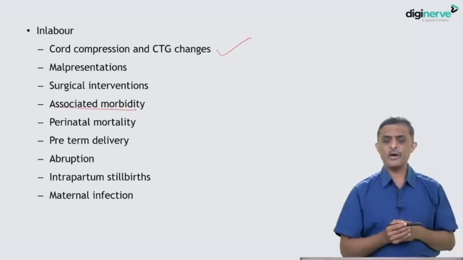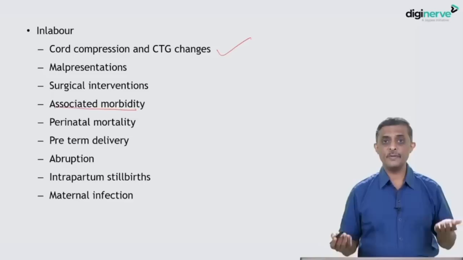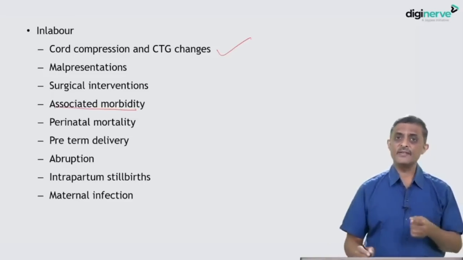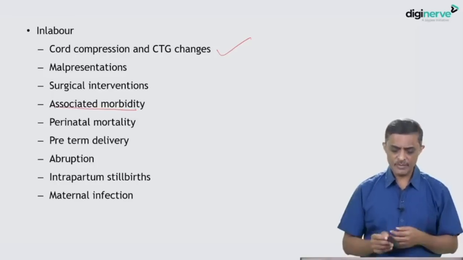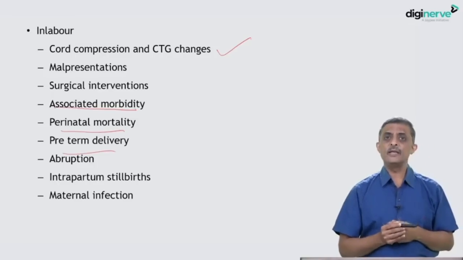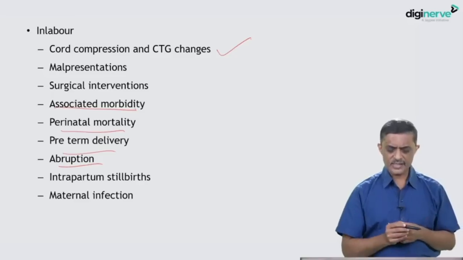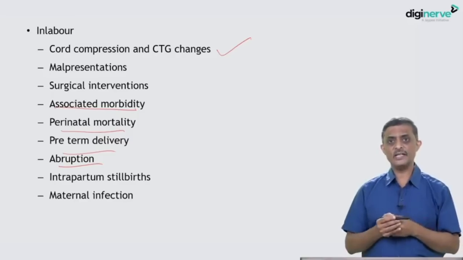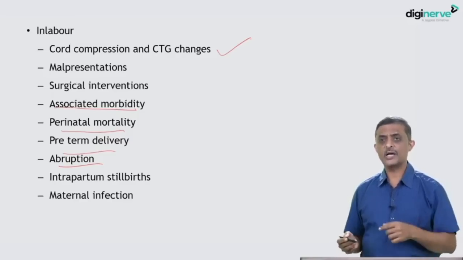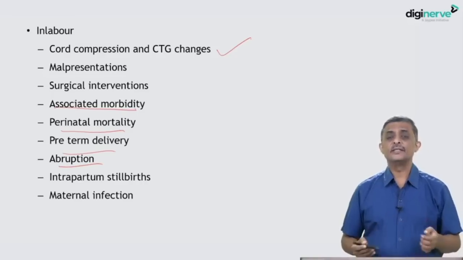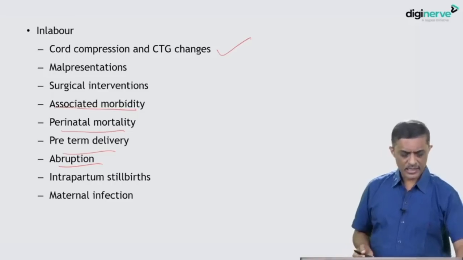The associated morbidity like hypertension, diabetes with vasculopathy can trouble the mother, or even the anomalies of the baby can be troubling the baby. Perinatal mortality, preterm delivery, possibility of abruptio placenta, intrapartum stillbirths. If you allow them for a vaginal delivery, many a times because of this cord compression, uteroplacental circulation hazards, the baby can die during labor.